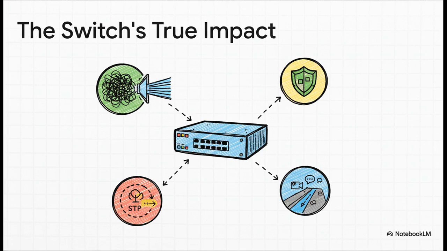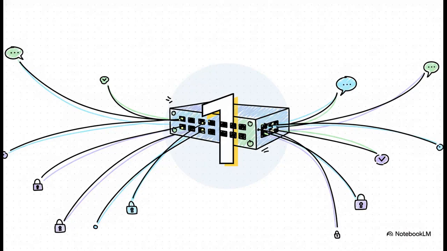With features like VLANs, it gives us security. With STP, it gives us reliability. And with QoS, it makes sure our most important conversations get through. It really is the silent workhorse of our modern, connected lives. And really, this is what it all comes down to. A single smart device, often hidden out of sight, is responsible for managing countless private, high-speed digital conversations every single second of every single day.